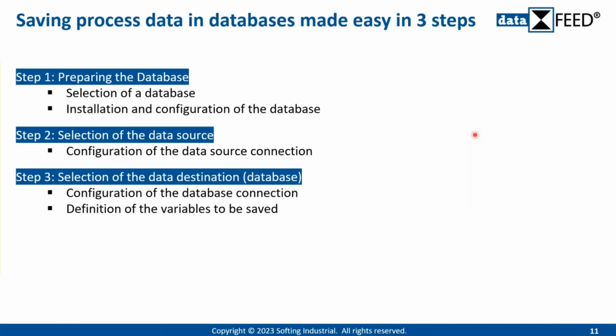What we have done in these 3 steps is quite easy. First, preparing the database. You must select the database you want to use, in our case InfluxDB. I have done the installation and the configuration of the database previously. You have to select your data source and configure the data source connection, in our case the S7-1500 connection. You have to configure the database connectivity to the Influx, and you must do the definition of the variables to be saved in the InfluxDB. From this point of view, quite simple, quite fast, quite easy.